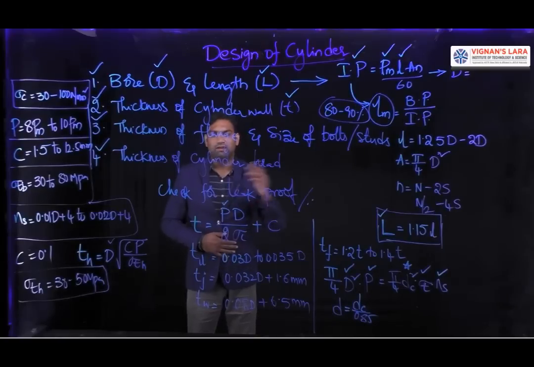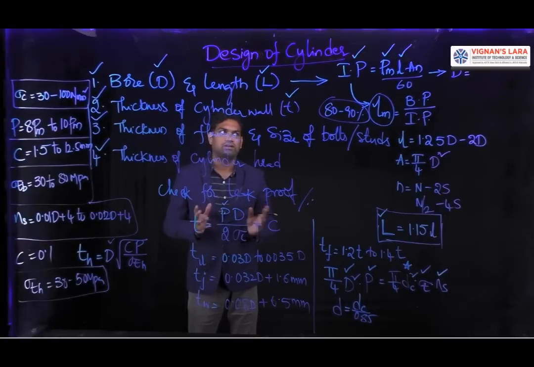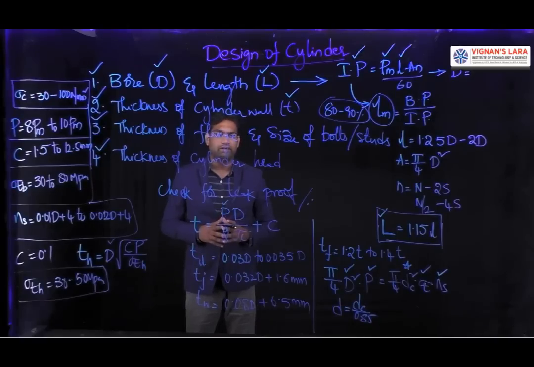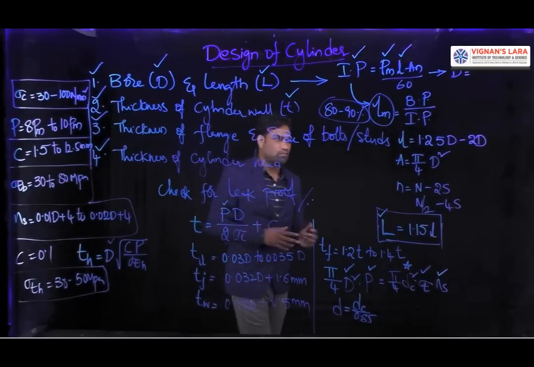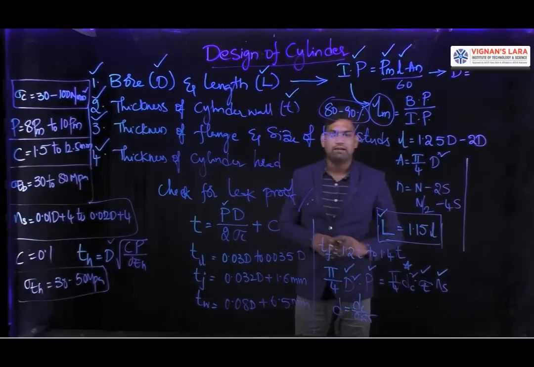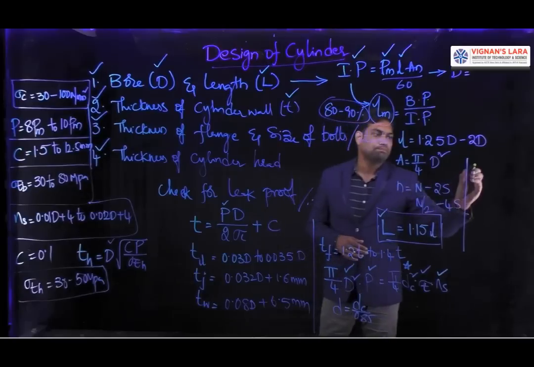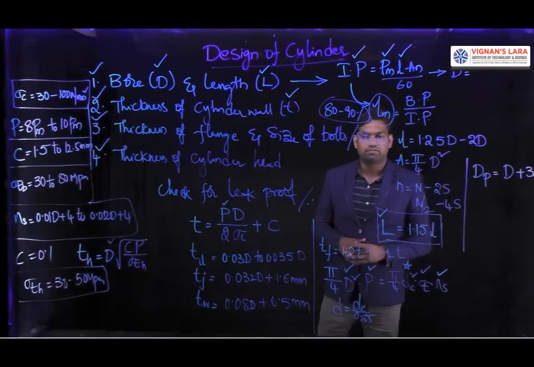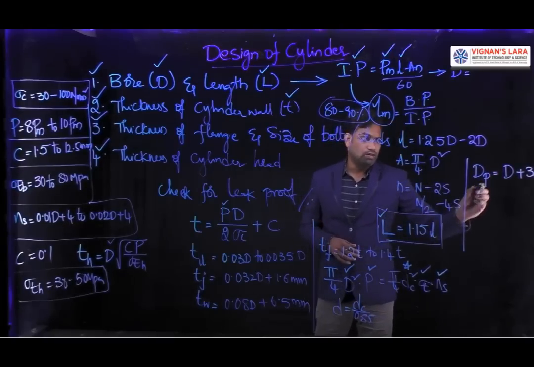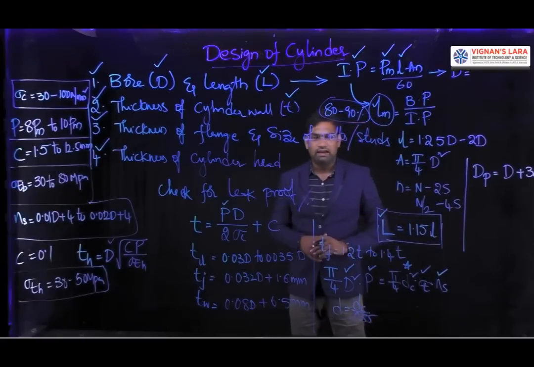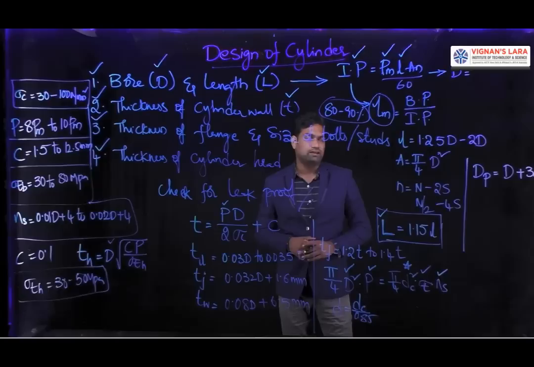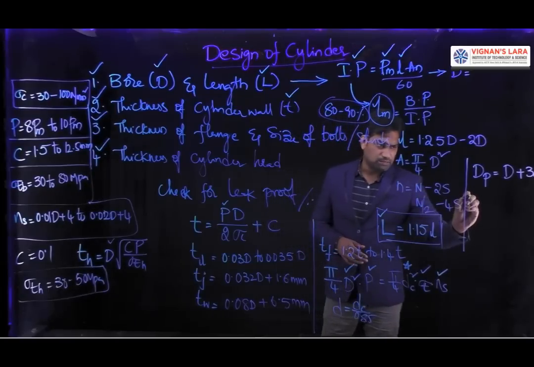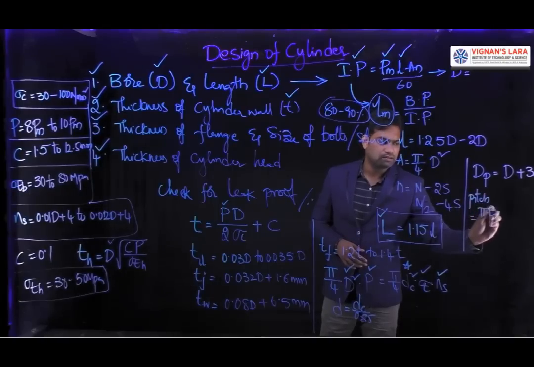So up to this extent we have calculated all the dimensions required for the design of the cylinder. But after calculating all the dimensions, we need to check whether our design joint is a leak proof joint or not. For that reason, we need to calculate the pitch circle diameter of bolts. The pitch circle diameter of bolts is calculated by an empirical relation again. So dp is given by D plus 3d, where d is the nominal diameter of bolts. After calculating the pitch circle diameter, we also need to calculate the pitch. So pitch is given by pi dp, that is pitch circle diameter, by number of bolts or studs, pi dp by ns.